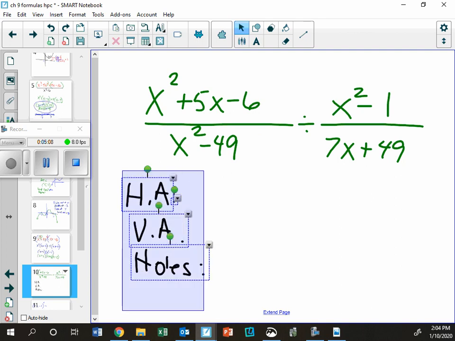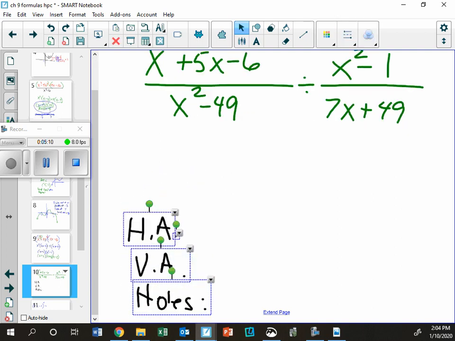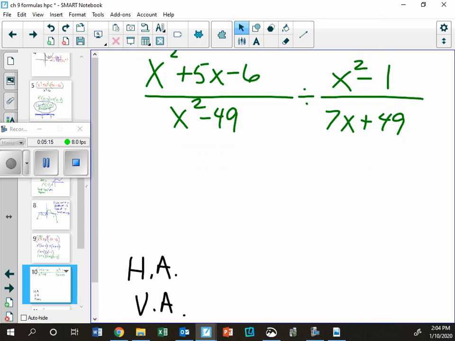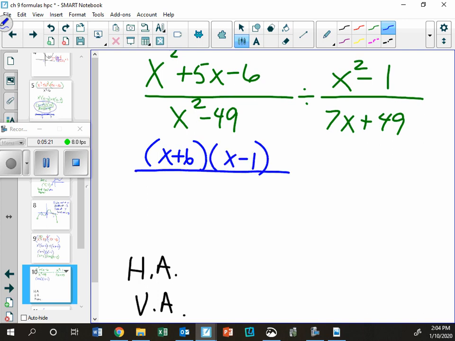First off, I'm going to make a little room for factoring these guys. Try to move it up a little bit. And then if you can factor it, you should. X plus 6, x minus 1, x plus 7, x minus 7.